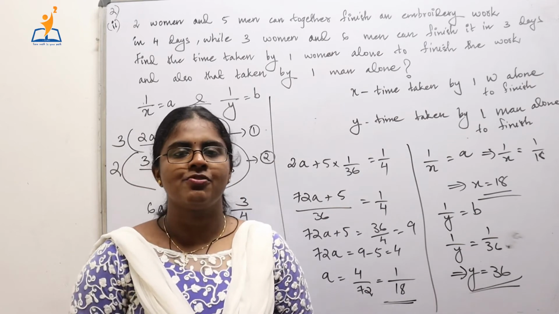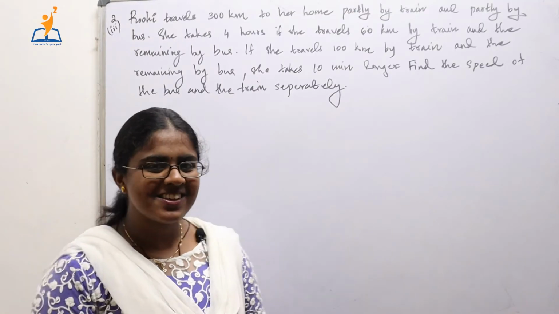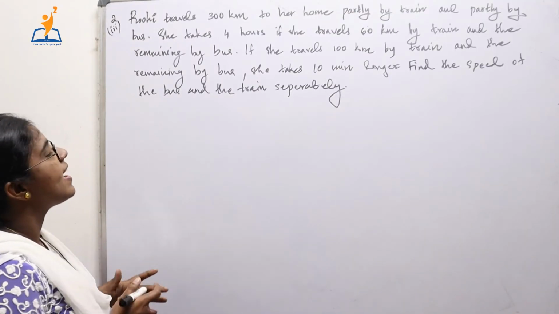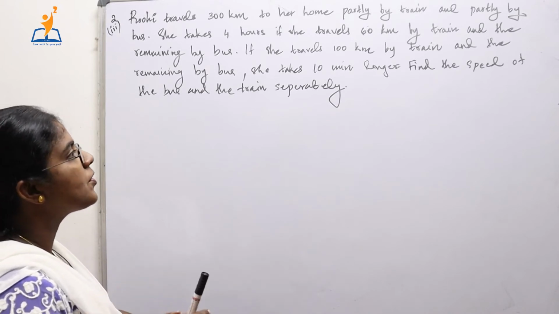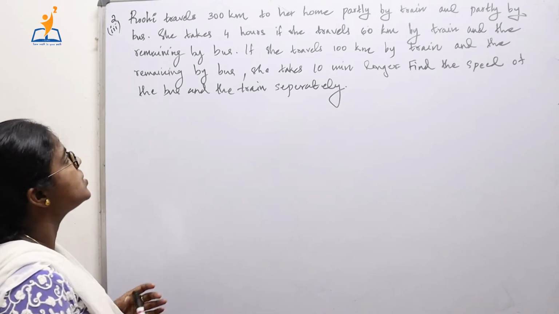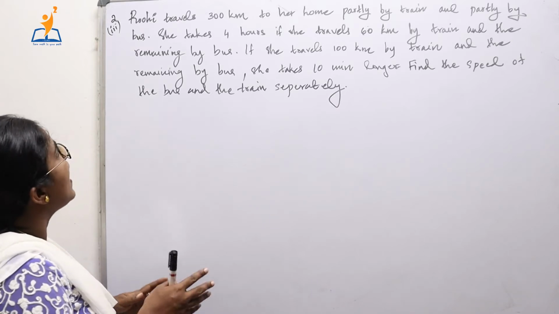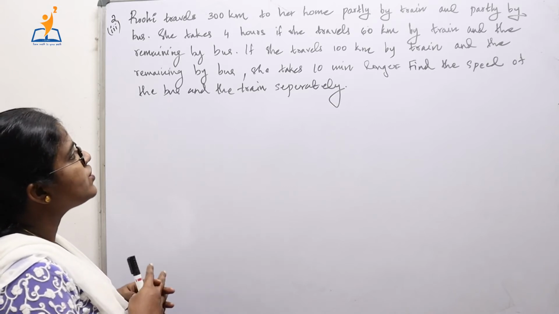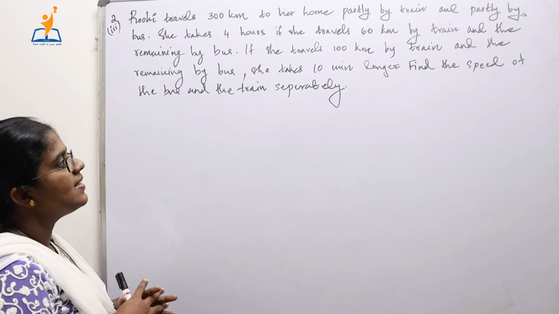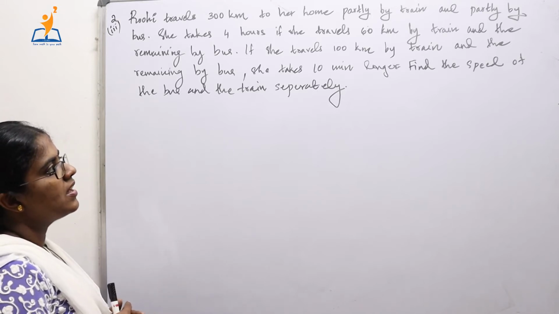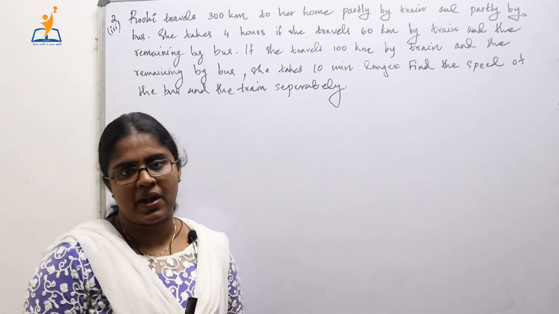Now that's the end of this question. Now we shall move to the next question. The next question is, Ruhi travels 300 kilometers to her home, partly by train and partly by bus. She takes 4 hours if she travels 60 kilometers by train and the remaining by bus. If she travels 100 kilometers by train and the remaining by bus, then she takes 10 minutes longer. Find the speed of the bus and the train separately.